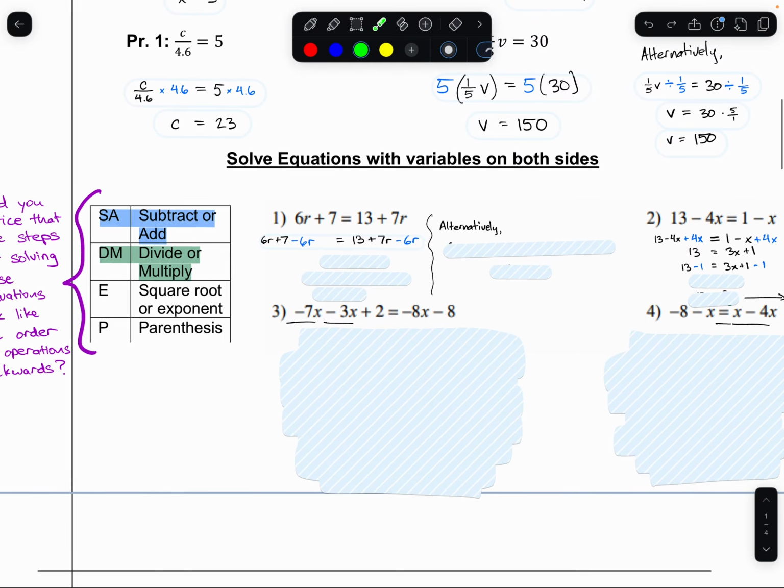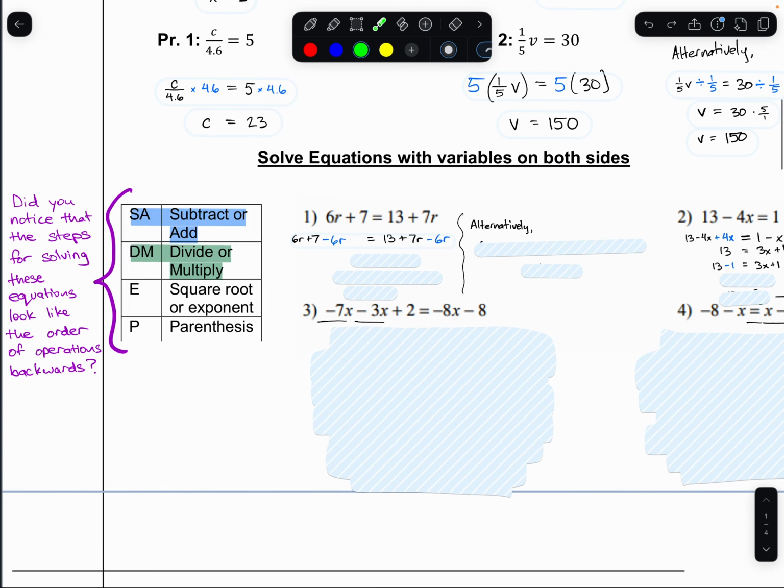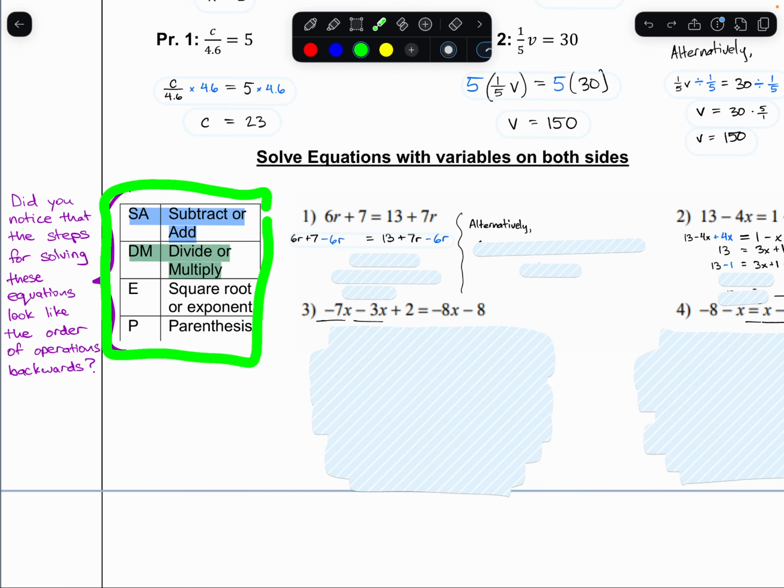what I recommend you do, actually I'm getting ahead of myself, sorry. I have a table here. This is the order of operations in reverse. If you like to say it's PEMDAS, that's fine. But to undo that, we're actually going to subtract or add first until we get the variable on one side. And so that's what this step that I wrote in blue is there for.